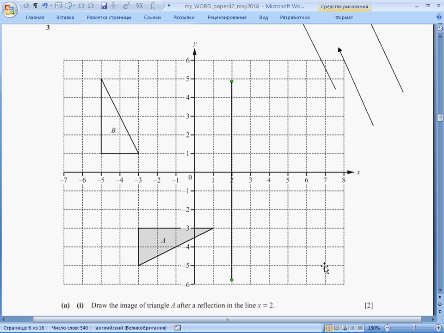This will be the image point, and another point is here, 1, 2, 3, 4, 5. It should be 1, 2, 3, 4, 5 also here, and then you connect all points.